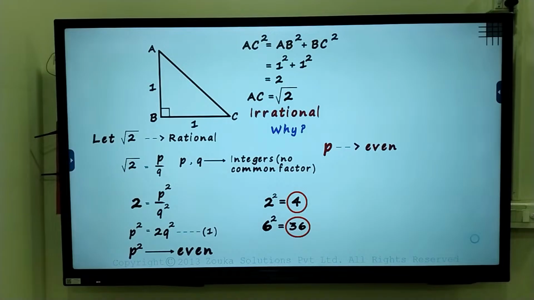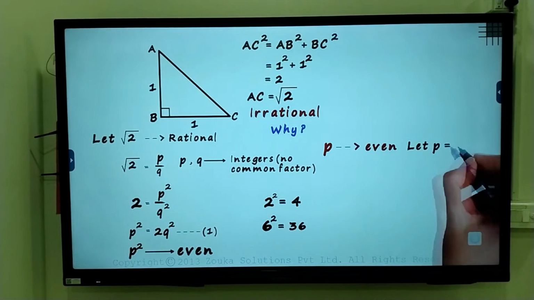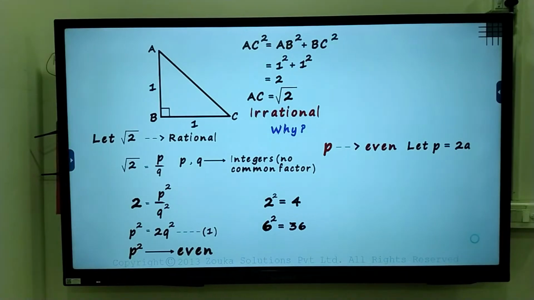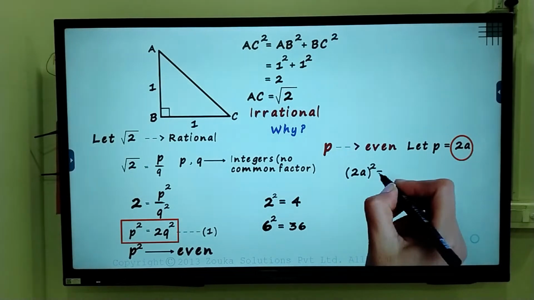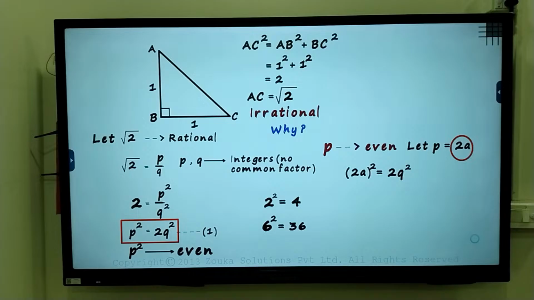If the square is even, the number is also even. So let p be equal to 2a. An even number is always in the form 2 multiplied by something. Substituting this value of p in equation 1, we get (2a) whole square equals 2 multiplied by q squared.